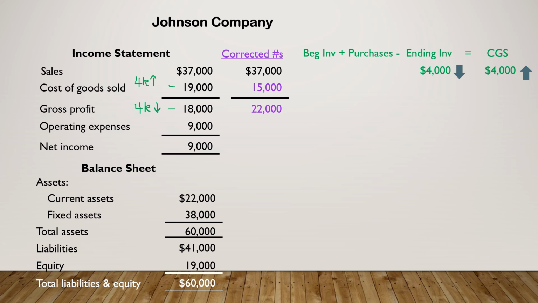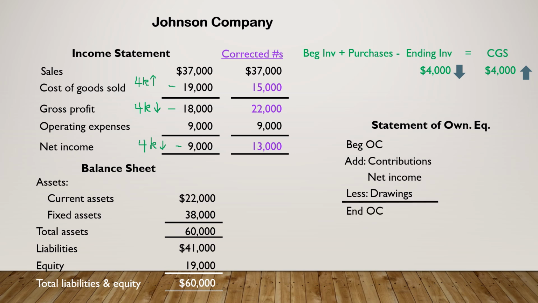Like sales, operating expenses are also unchanged, but net income should turn out to be $13,000. Here we see that profit was also understated by $4,000. Net income is going to flow into the balance sheet via the statement of owner's equity. If net income is understated, then ending owner's capital will also be understated. This will go on to understate equity on the balance sheet.